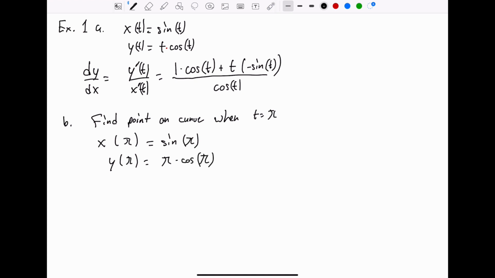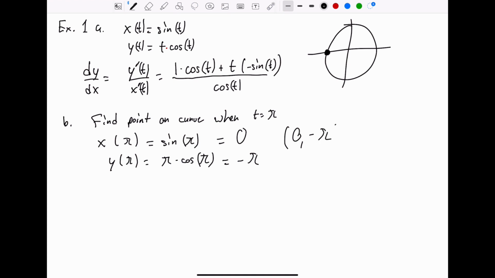Now let's draw the unit circle here, so we get the values for sine of pi and cosine of pi. Pi is this angle here. Sine is the y value, so sine of pi is 0. Cosine is the x value, so cosine of pi is negative 1. So we have pi times negative 1, or negative pi. So the point on the curve is (0, negative pi). That's the answer for part B.